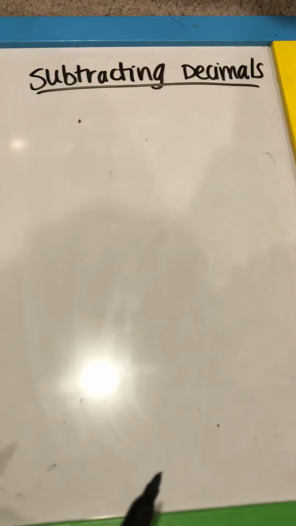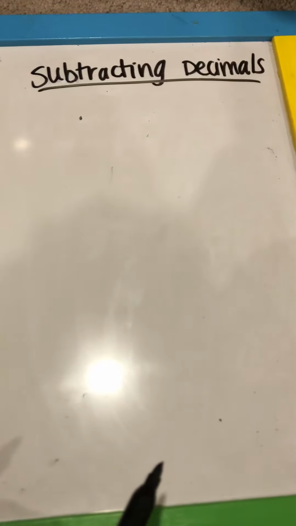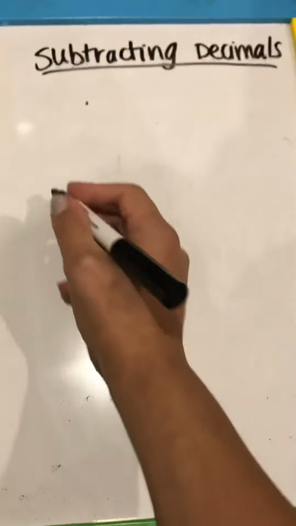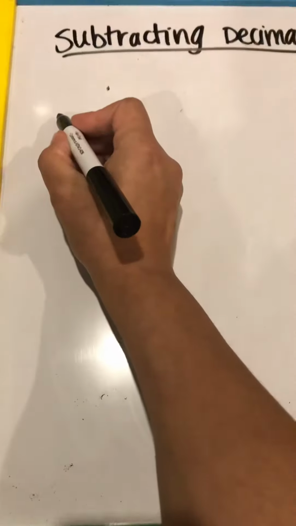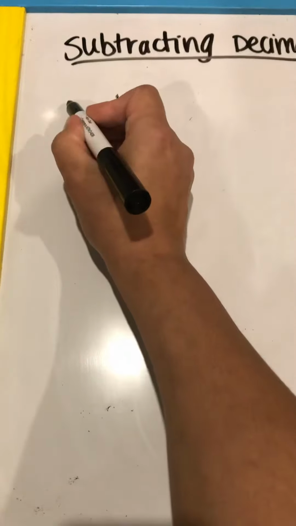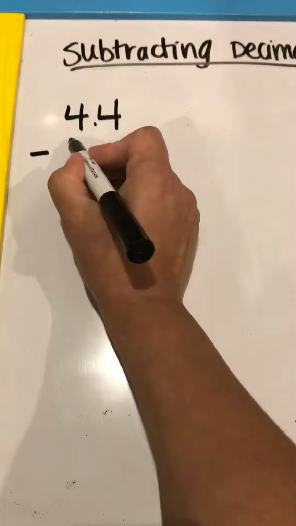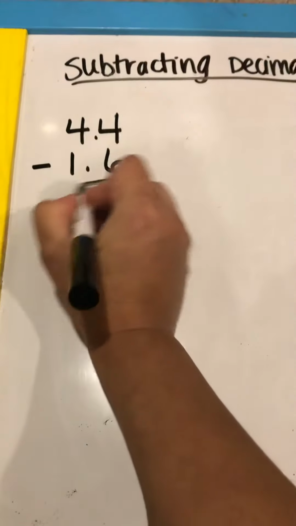Boys and girls, today we're going to be subtracting decimals, and I'm going to show you two different strategies that will work when you're subtracting. So the first one, I'm going to use the numbers 4 and 4/10, subtract 1 and 6/10.